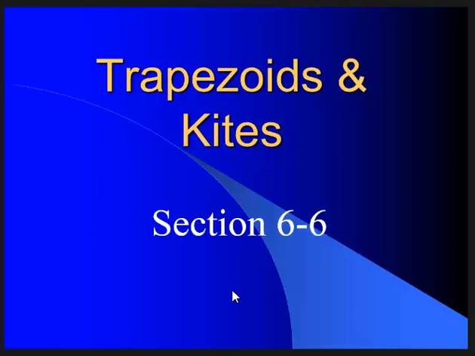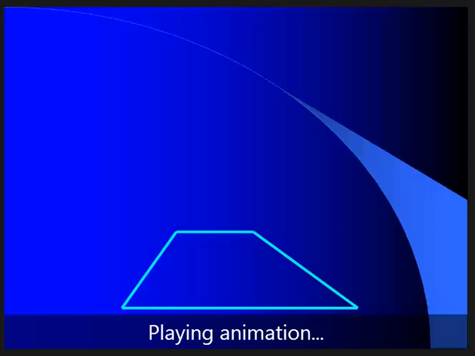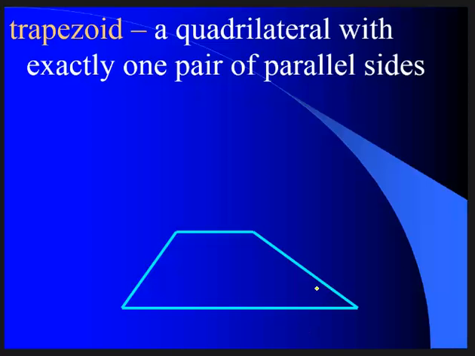Okay, here we go. Last group of quadrilaterals. We're going to discuss trapezoids and kites today. What is a trapezoid? Most of you are familiar with this figure and know that it is a trapezoid. But based on the definitions that we've been using, how can we define a trapezoid? It's a quadrilateral, because it has 4 sides, with exactly or only one pair of parallel sides.